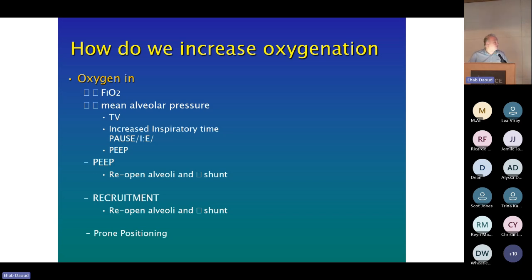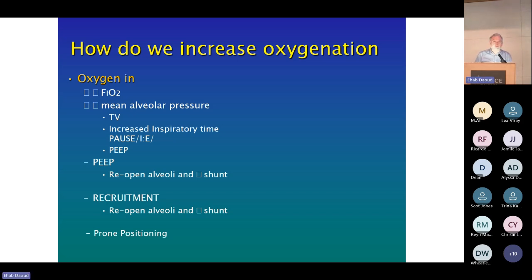So, how to improve oxygenation? Well, we can increase the FiO2, and those are upward arrows. We can increase the mean alveolar pressure, which we can do by increasing the tidal volume, increasing the inspiratory time by changing the pause or the IE ratio, and increasing the PEEP. PEEP has this double effect of reopening alveoli as well as raising the mean alveolar pressure and therefore decreasing shunt. We can recruit patients, and we can use things like prone positioning and a number of other tricks to try and improve oxygenation.